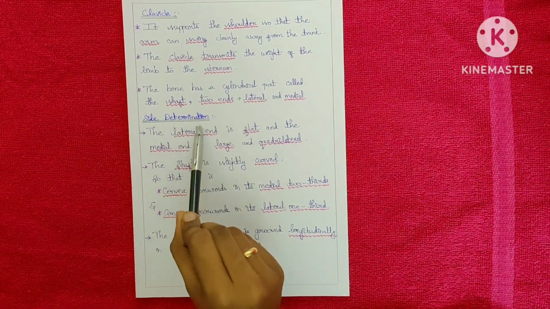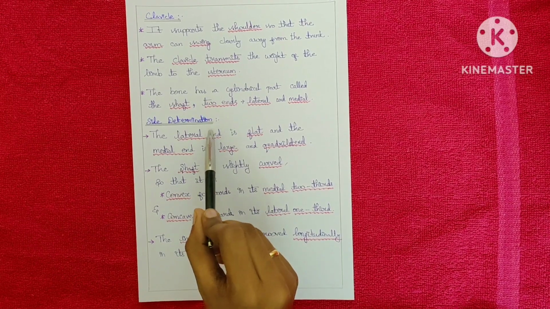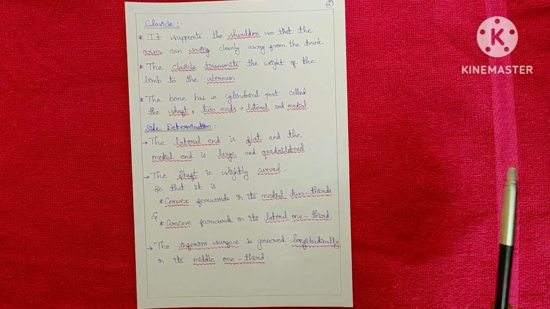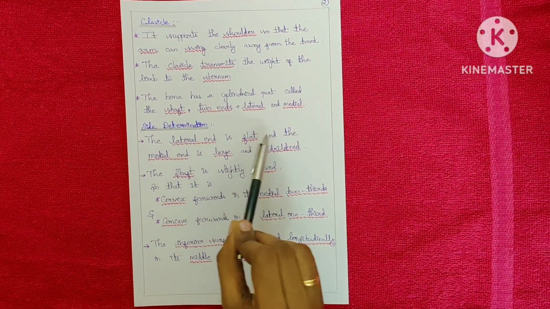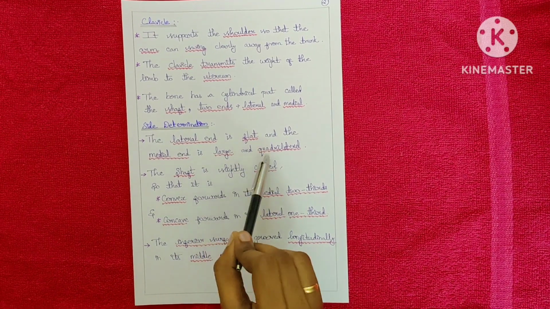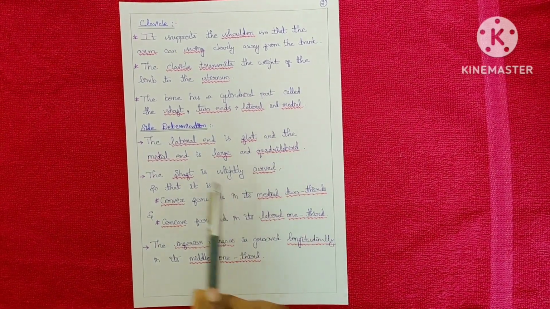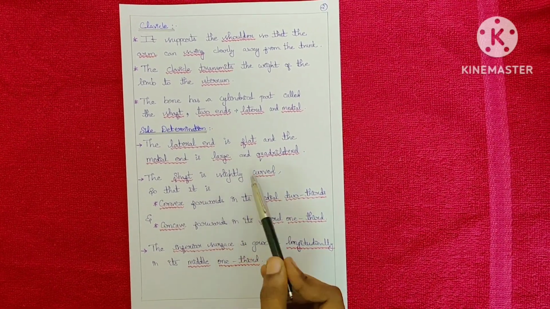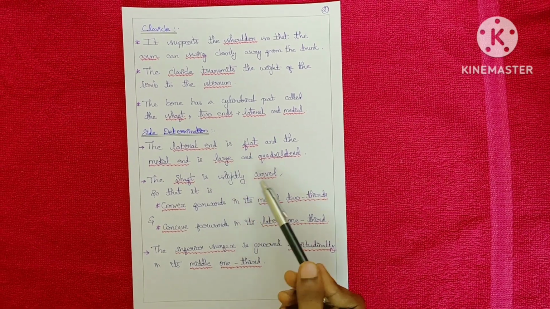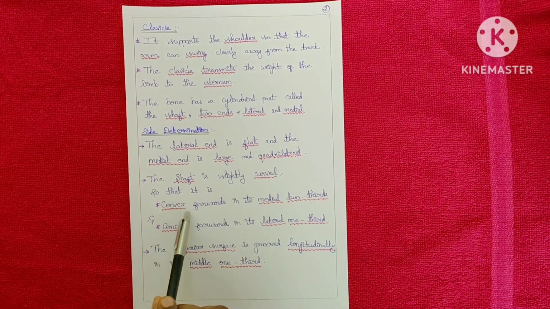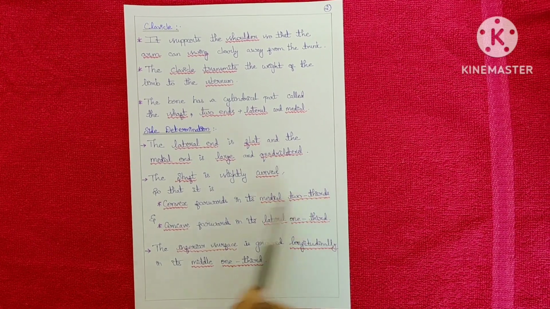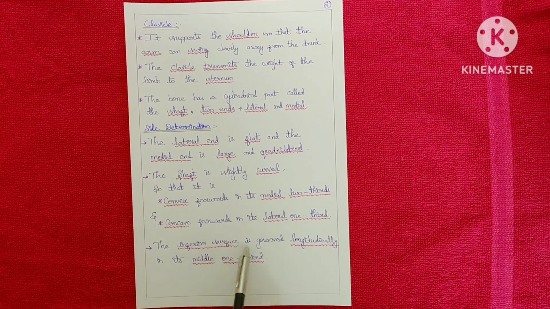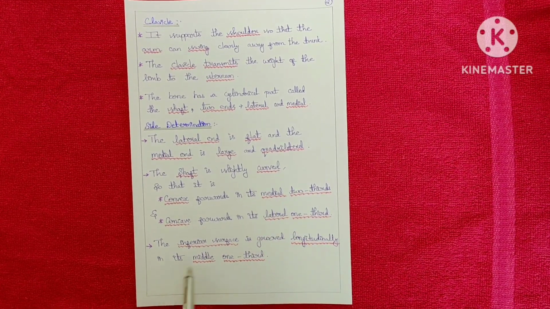இப்போ side determination. நான் ஆல்ரெடி சொன்ன மாதிரி clavicle வந்து ரெண்டு bone, left sideல இருக்கு, right sideல இருக்கு நம்ம human bodyல. So, இப்போ எந்த sideன்னு எப்படி நம்ம கண்டுபிடிக்கிறதுனா, the lateral end is flat and the medial end is large and quadrilateral. The shaft is slightly curved. As I said, shaft is cylindrical, so obviously it is curved. Convex forward in its medial 2/3 and concave forward in its lateral 1/3. The inferior surface is grooved longitudinally in its middle 1/3.